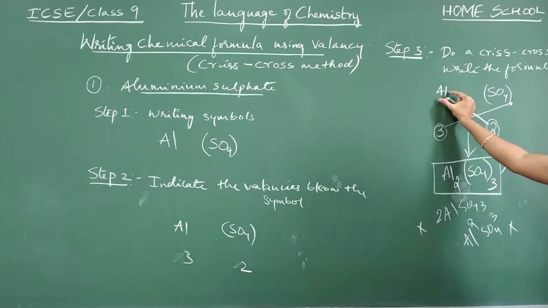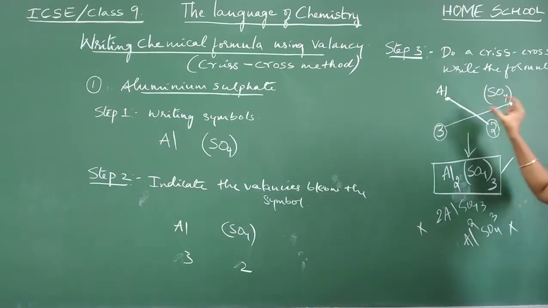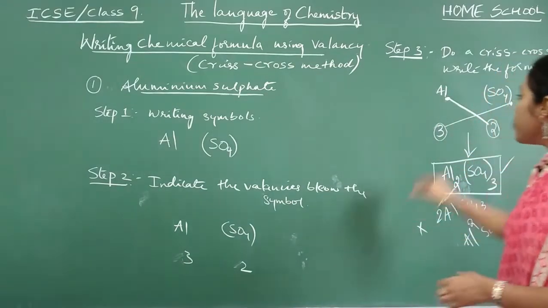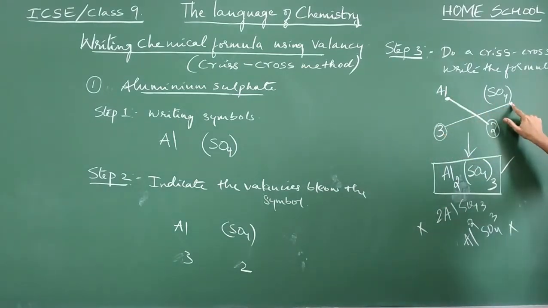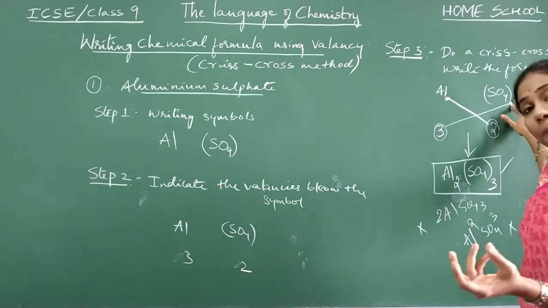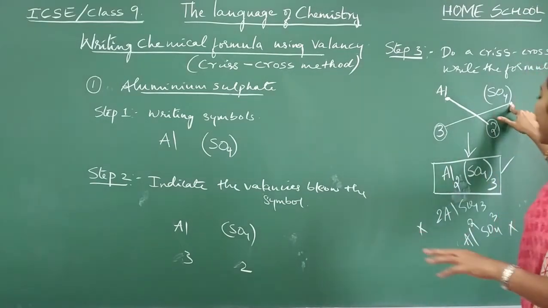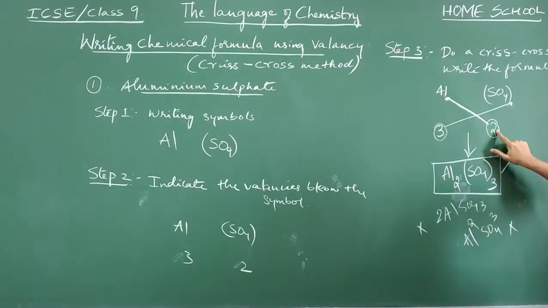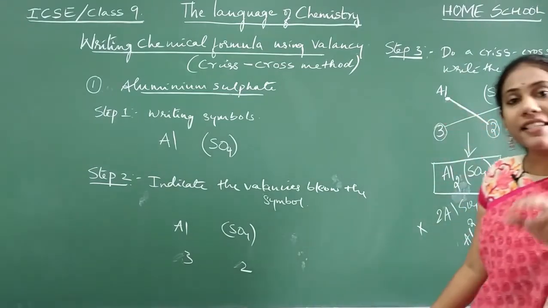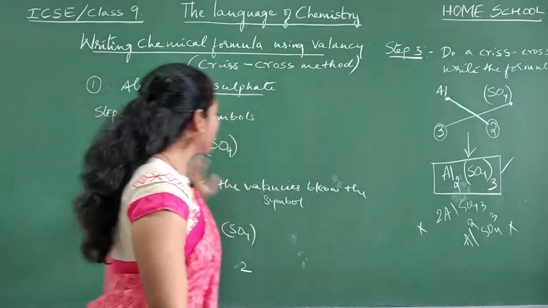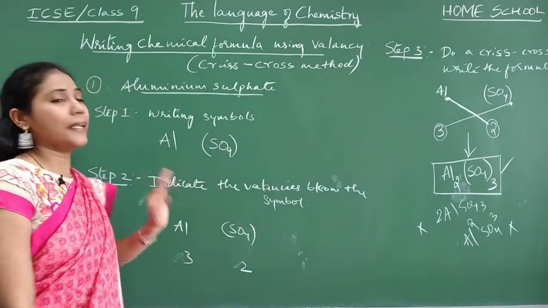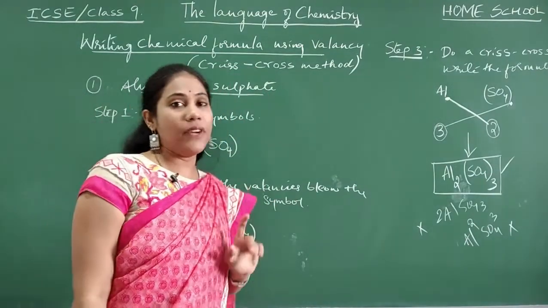See, this is a positive part and this is a negative part in a formula. So the valency of the positive part should be written as a subscript for the negative part, and the valency of the negative part should be written as a subscript for the positive part. So this is the way of writing a chemical formula using valency.